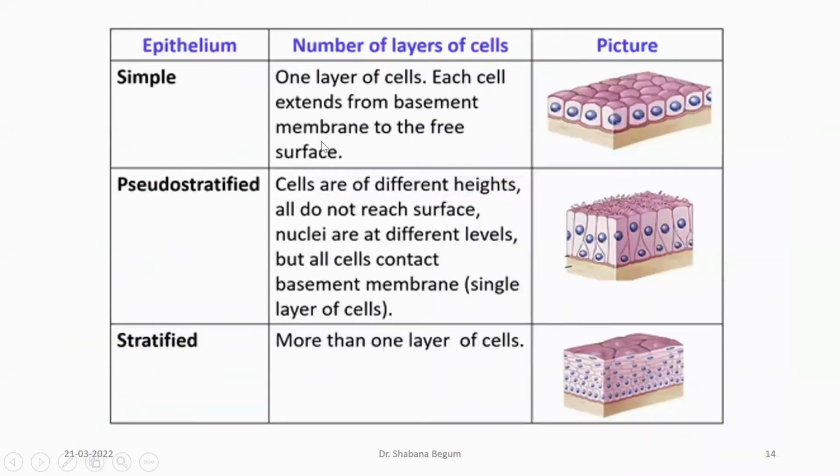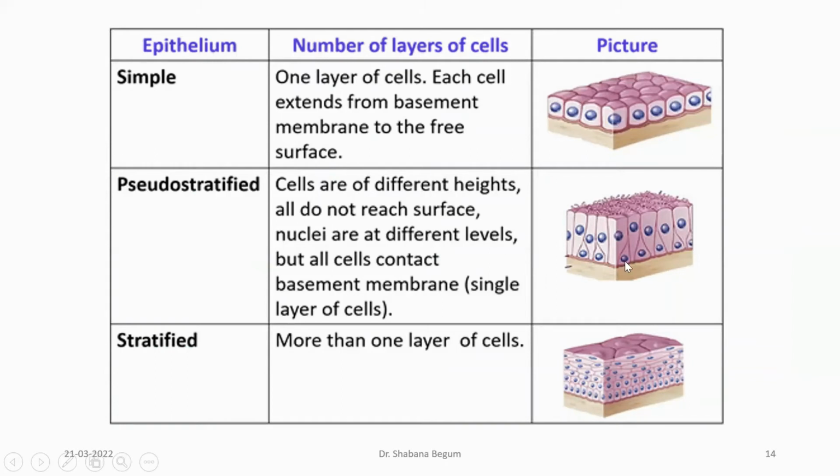So simple epithelium consists of a single layer of cells resting on the basement membrane. Stratified or compound epithelium has more than one layer of cells, and there is another variety that is pseudostratified. Basically, pseudostratified is also a type of simple epithelium.